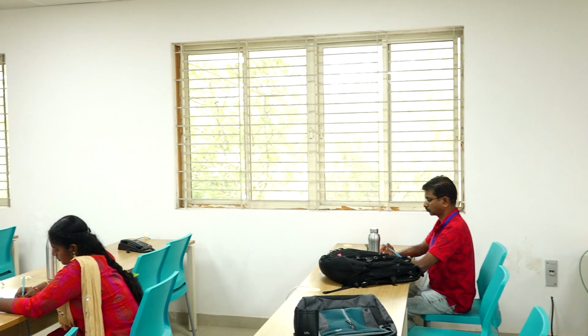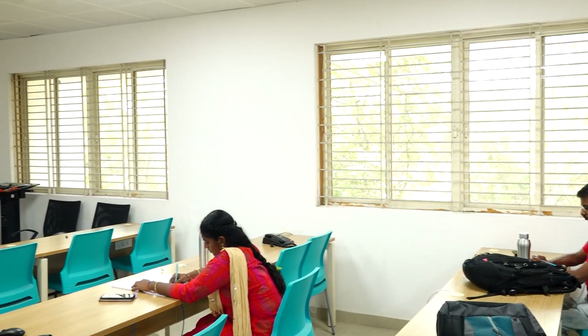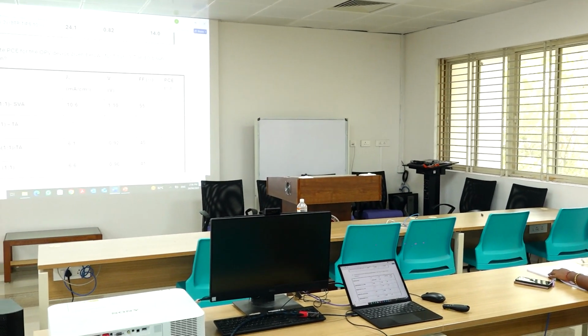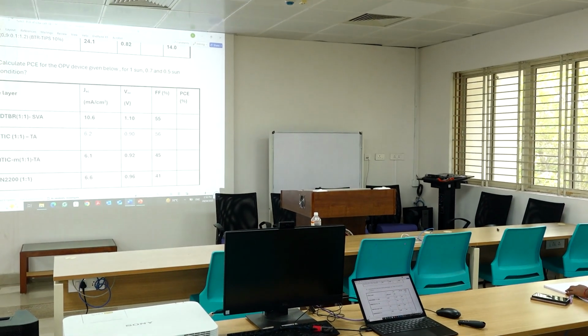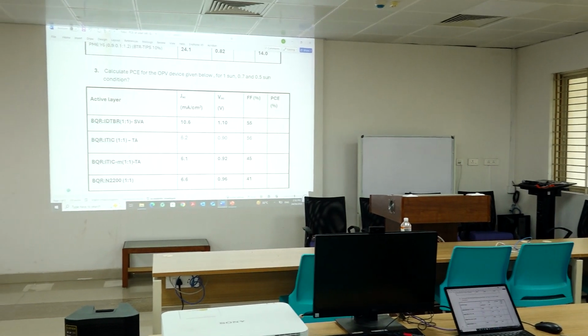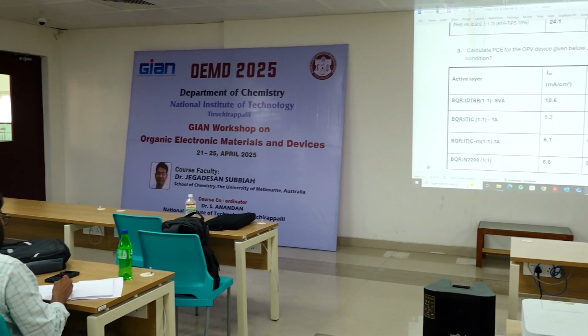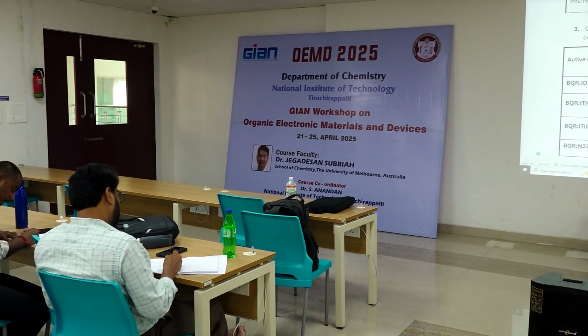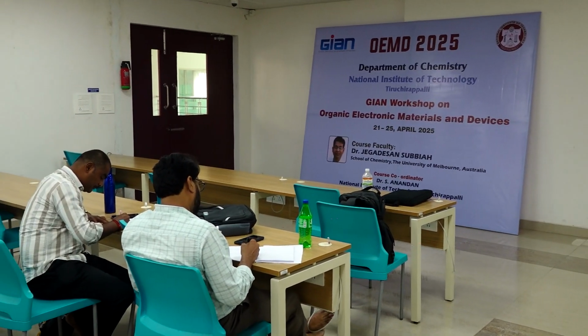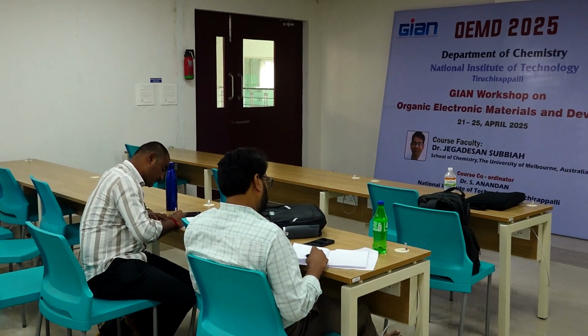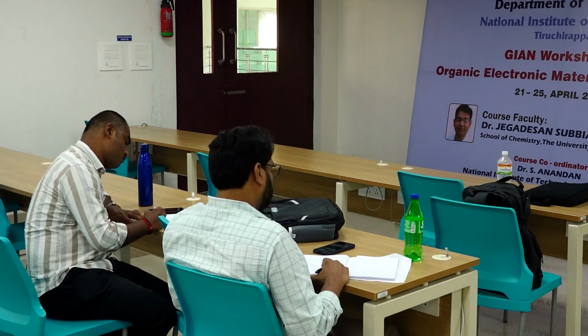No, you take 1 as 1 and calculate, then the second time you calculate the same value divided by 0.7. You just use the value as it is. For one row you have to calculate 3, I think 1.7 and 0.5. There will be 3 different PCE values you will get, okay. Got it?